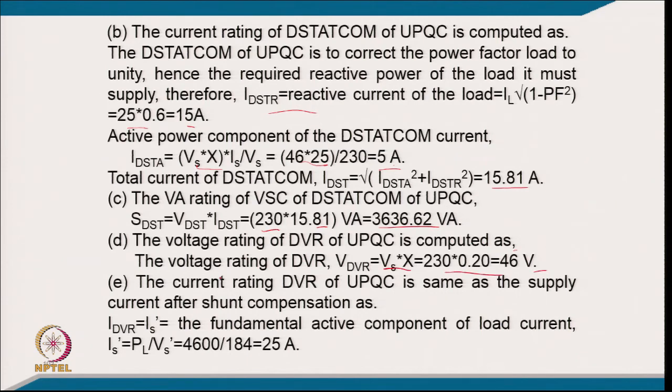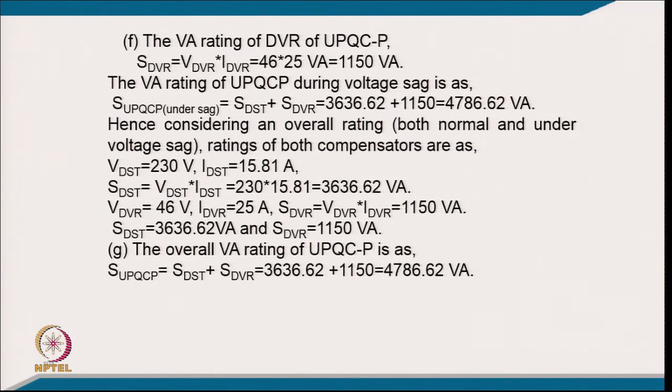The voltage rating of the DVR of UPQC is calculated directly from Vs into x, so that is 46 volt. The current rating of the DVR of UPQC is the same as the supply current after compensation. So, IDVR equals IS, the fundamental active component of load current, which is 4600 divided by 184, that is 25 ampere. The VA rating of DVR is VDVR into IDVR, so 46 into 25 ampere becomes 1150 VA. The VA rating of the UPQC during the voltage sag is SDST plus SDVR, so it comes to typically 3636.62 plus 1150, which becomes 4786.62.